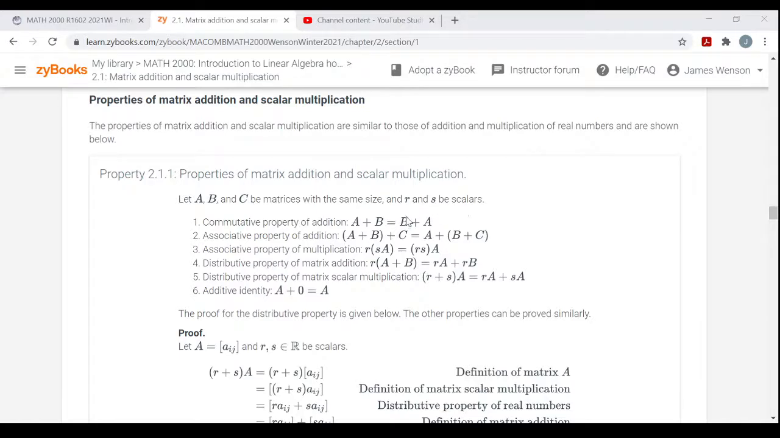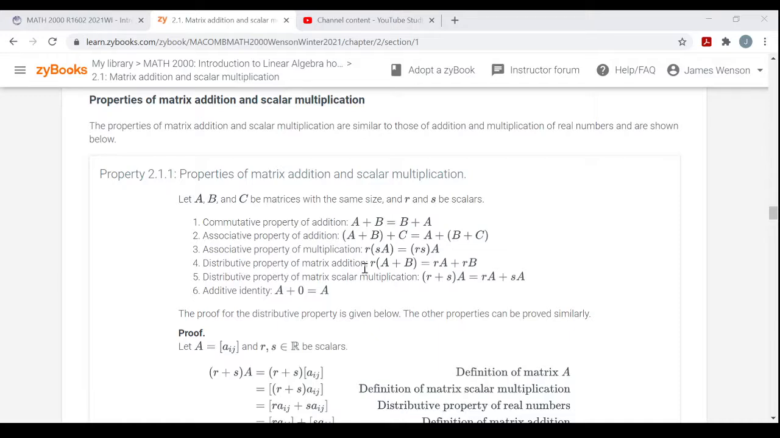just real numbers. So you have the commutative property, which simply is, it doesn't matter what order you add two matrices in, you'll get the same result. The associative property of addition, if you add three matrices, it doesn't matter what two you add first. You can add A and B first and then C, or B and C first then A, and you'll get the same result. You have the associative property of scalar multiplication, or just multiplication here. But see R times S times A, where you do S times A first, then times R, gives you the same result as if you just multiply the scalars first and then times the matrix.